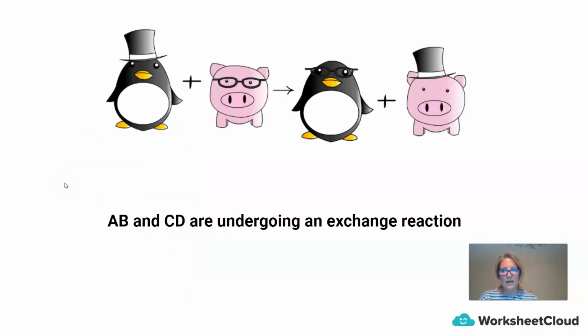Let's go back to this diagram with our penguins and our top hats and our pigs and our spectacles. Let's assume that A is the penguin and the hat will be B. C is the pig and the spectacles are D. So the penguin and the hat and the pig and the spectacles are our reactants, and they undergo a reaction. And in our products, we'll end up having a penguin with spectacles and a pig with a top hat.